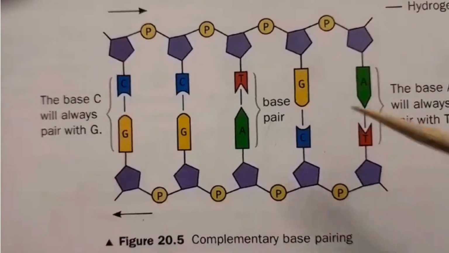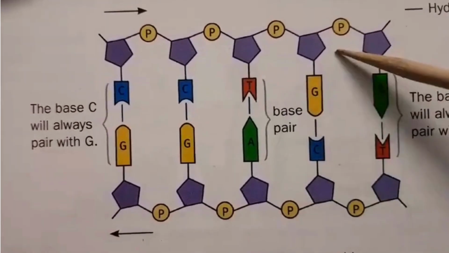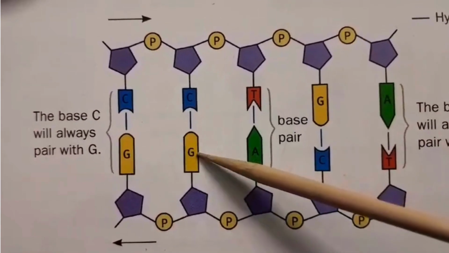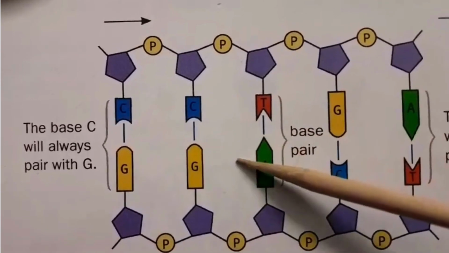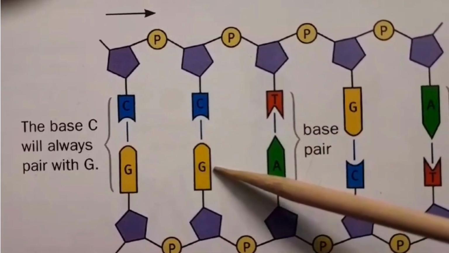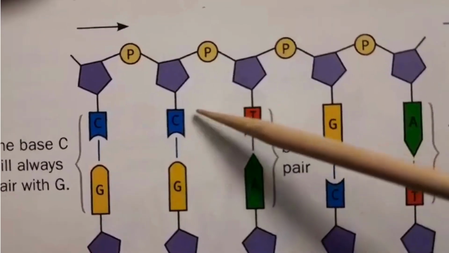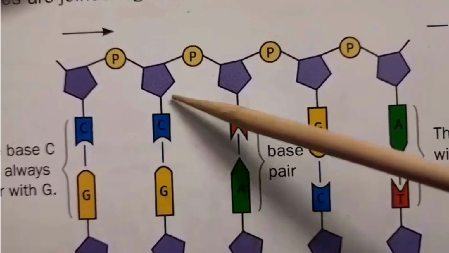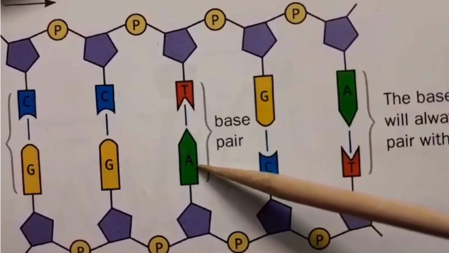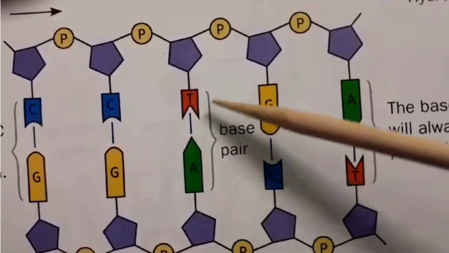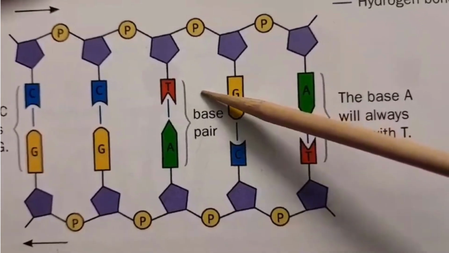Here we see the 2 polynucleotide strands, and there is a rule for matching the base pairs of these 2 polynucleotide strands. According to this rule, the guanine of one polynucleotide strand will match with the cytosine of the other polynucleotide strand, and the adenine of one strand will match with the thymine of the other strand.